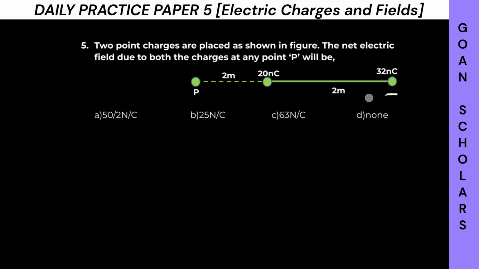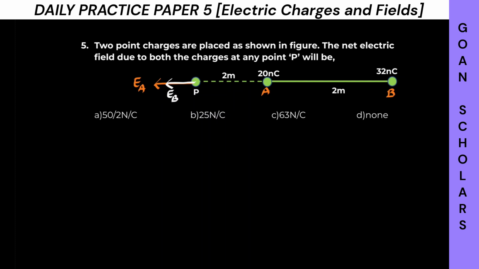To find the electric field at point P, what can we do? First, due to the first positive charge, because both are positive charges, the electric field due to the charge at A will be in this direction. And the electric field due to the charge at B will also be in the same direction. So let me put it with a different color, EB.